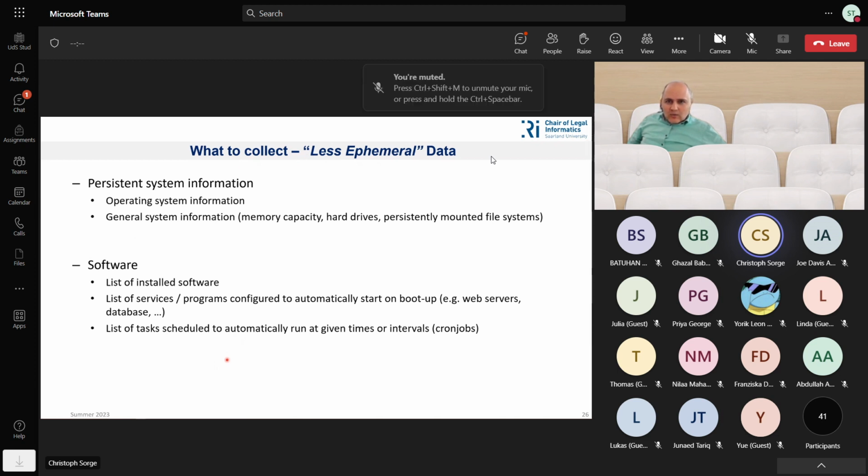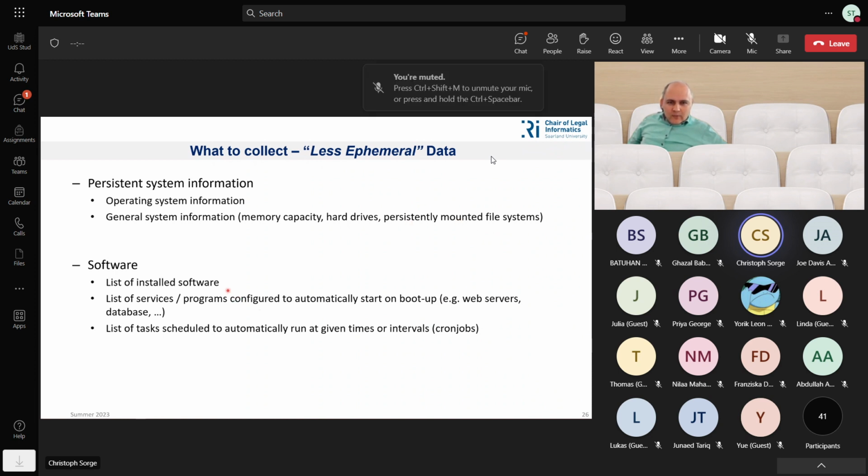Next, we get to less ephemeral data. That's what I mentioned before, that sometimes the data might not be ephemeral, but while we're doing live forensic investigation, it still makes sense to collect the data because it's easily accessible, and it might help you decide options for the next step for the post-mortem analysis. Like which operating system is installed, how much memory do you have, how many hard drives, how big are they, any mounted file systems, stuff like that.